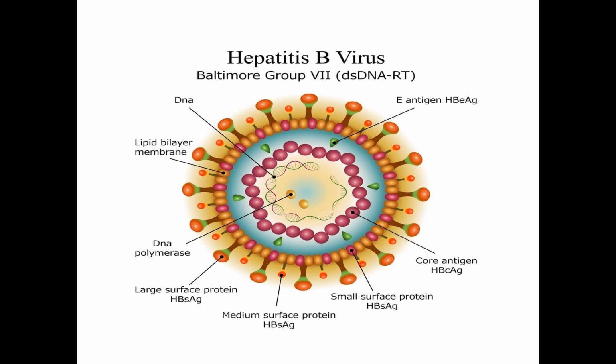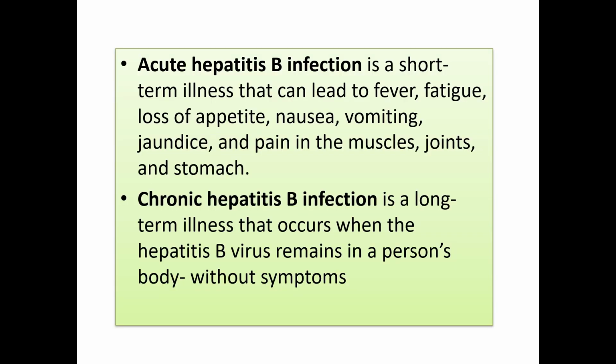This is a diagram of hepatitis B virus. This is the structure of the double-stranded DNA which is present in the virus, and we can see a lot of antigens around it. Mainly the antigens which are prevalent are core antigen, small surface antigen, and E antigen. So these are the prominent antigens present in the hepatitis B virus.